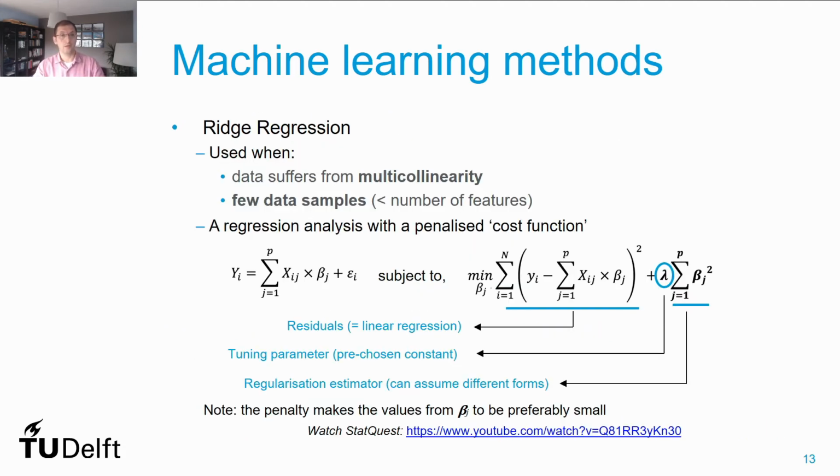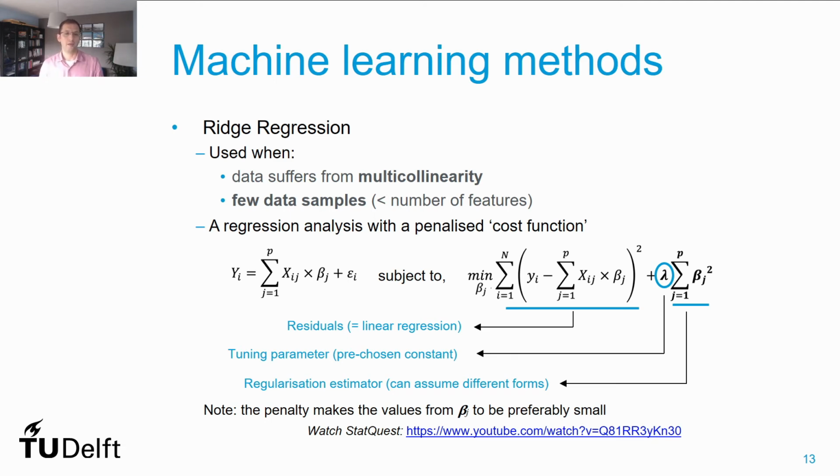Let's then look into ridge regression. So when should you use ridge regression? Well, they are really useful for the situations where we have few data points. So when you do have fewer data points than the number of features that we are trying to use, then ridge regression comes in handy.